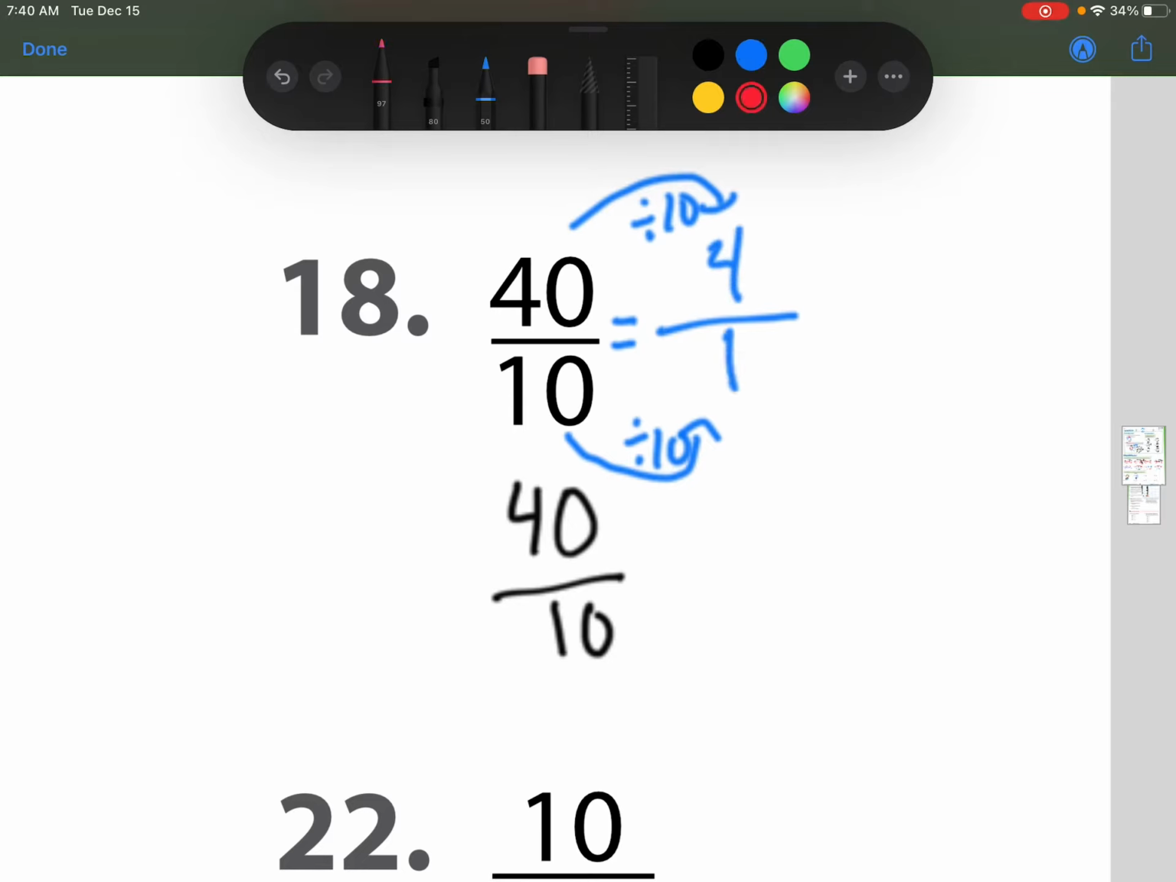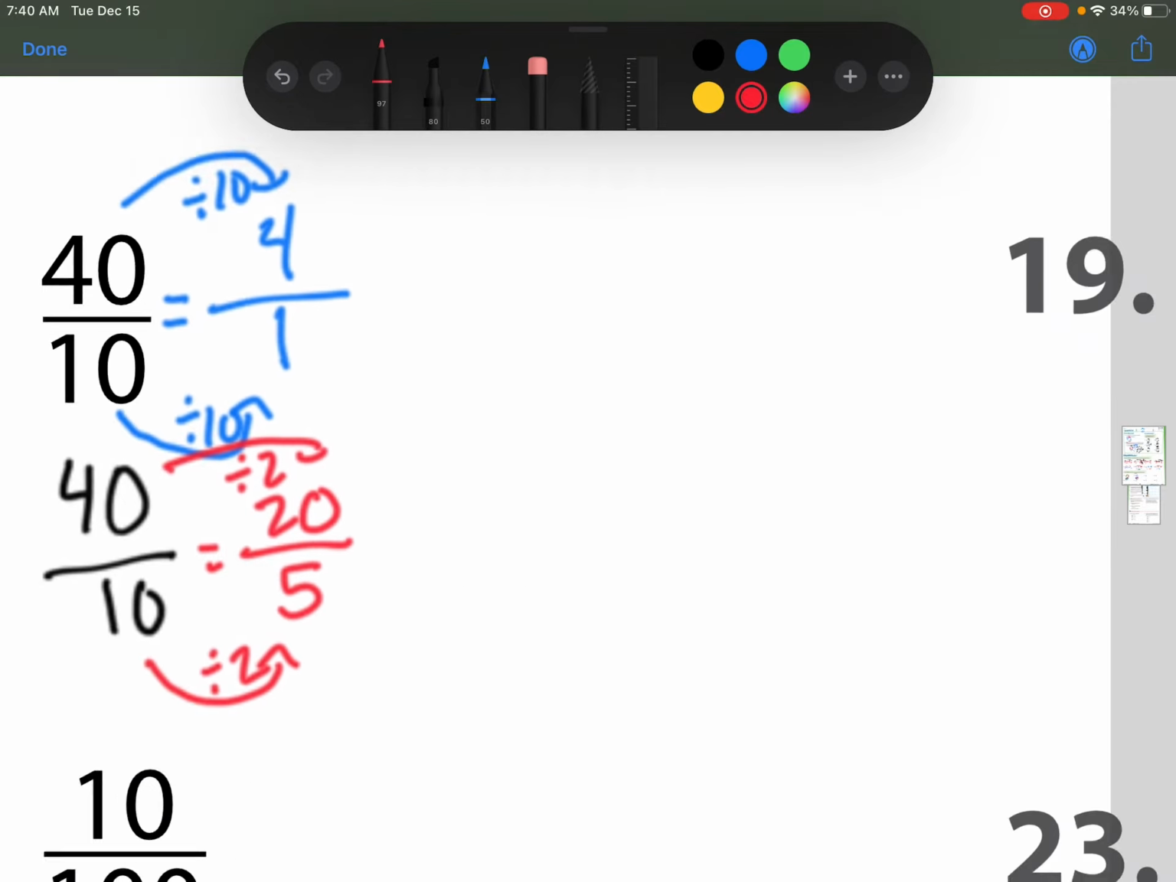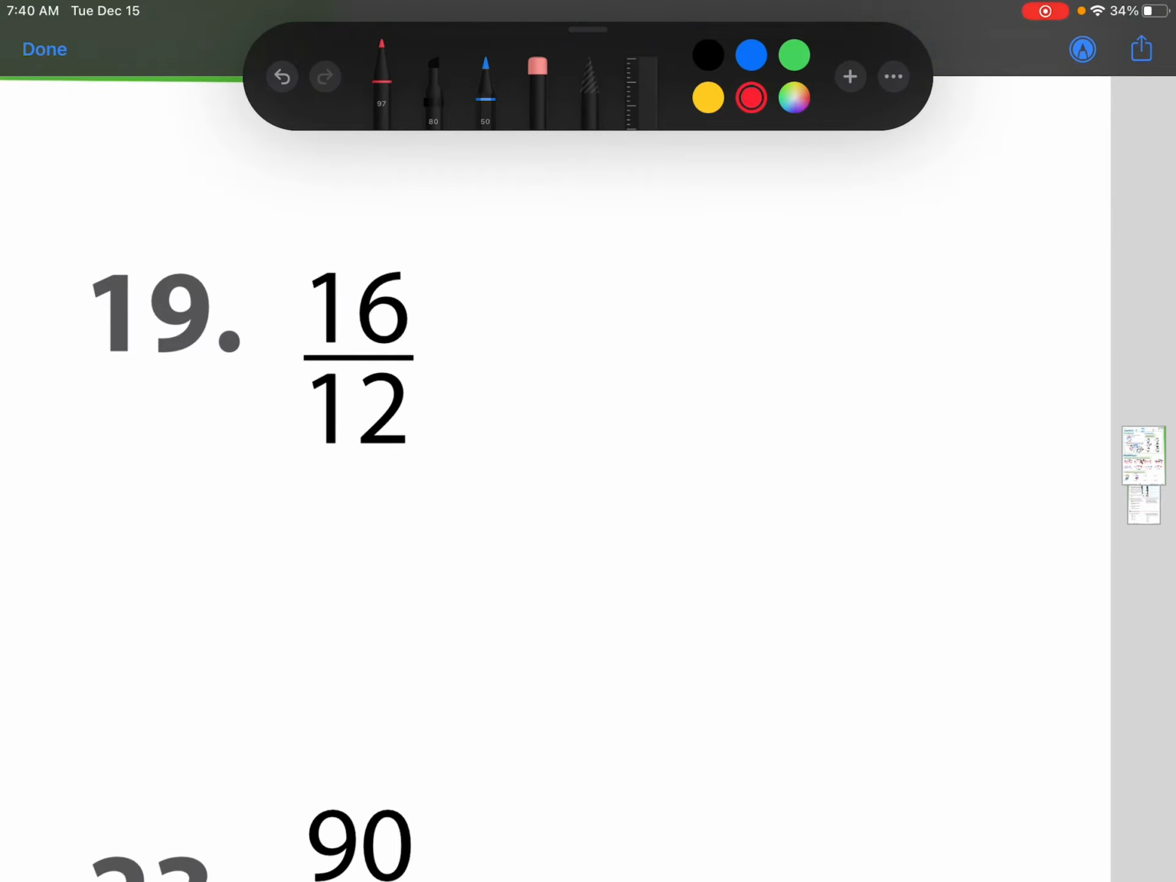Now the next one, what else can I divide by? Well, they're both even numbers, so I'm going to divide it by 2 since they're both even. 40 divided by 2 is 20. 10 divided by 2 is 5. Again, this is why I want those multiplication facts, so we don't have to do all those steps because we just know them. 16 twelfths.